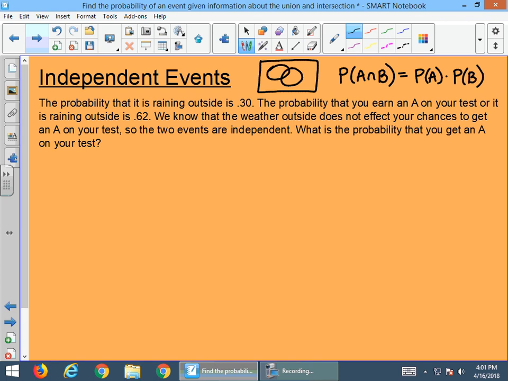So let's take a look at a problem. We're going to set it up the same way, but we're going to use this new information that we have. It says the probability that it's raining outside is 0.3, or 30%. So I'm going to call that R for raining. The probability that it's raining is 0.30. The probability that you earn an A on your test or it is raining outside is 0.62. So the probability of earning an A or it's raining is 0.62.